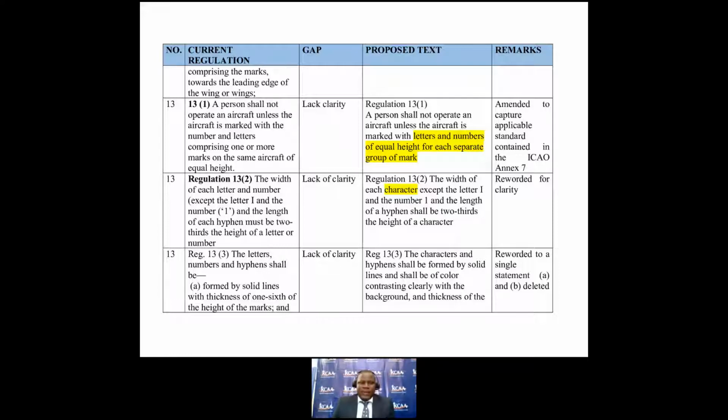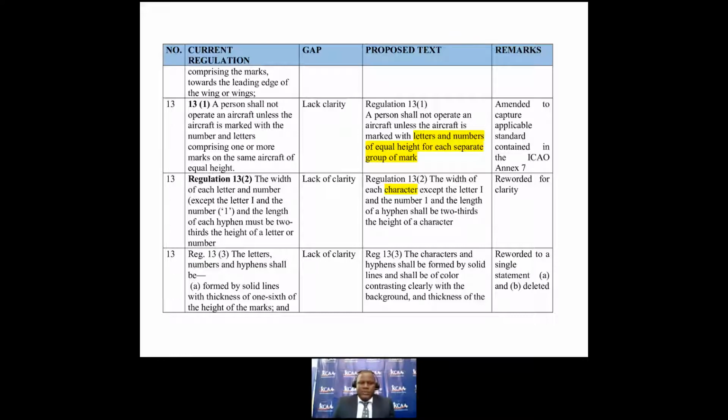In Regulation 13.1, we're also having a lack of clarity in the current regulation, and we proposed a rewording to read, a person shall not operate an aircraft unless the aircraft is marked with letters and numbers of equal height for each separate group of marks. This amendment is to capture applicable standard contained in ICAO Annex 7.